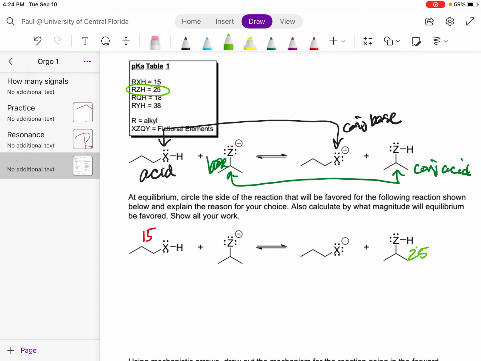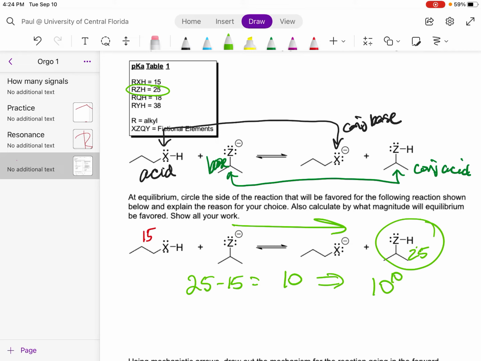So equilibrium favors the side where you find the weakest acid, which is right there. So equilibrium is going to favor to the right. By what magnitude? 25 minus 15 equals 10, and that is actually 10 raised to the 10. So it is favored to the right pretty strongly.